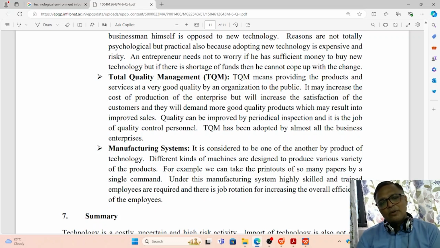Next is manufacturing system. It is considered as one of the by-products of the technology. Different kinds of machines are designed to produce various varieties of the product. For example, we can take printouts of so many papers by a single command. Under this manufacturing system, highly skilled and trained employees are required, and there is a job rotation for increasing the overall efficiency of the employees.